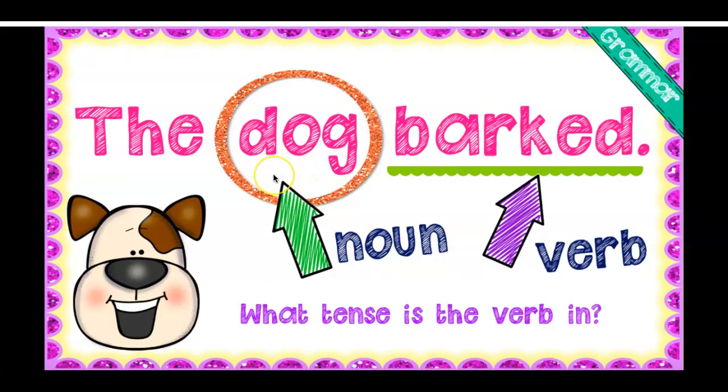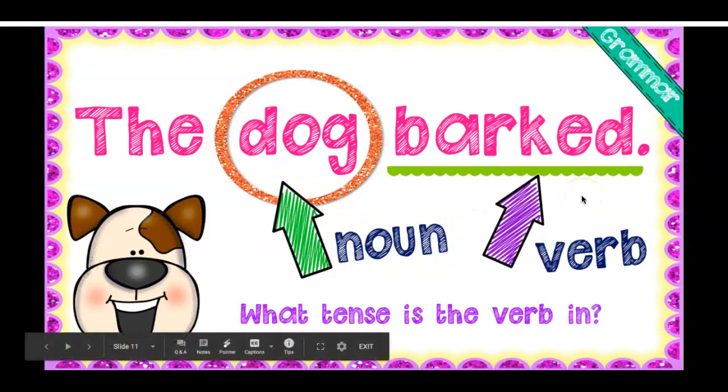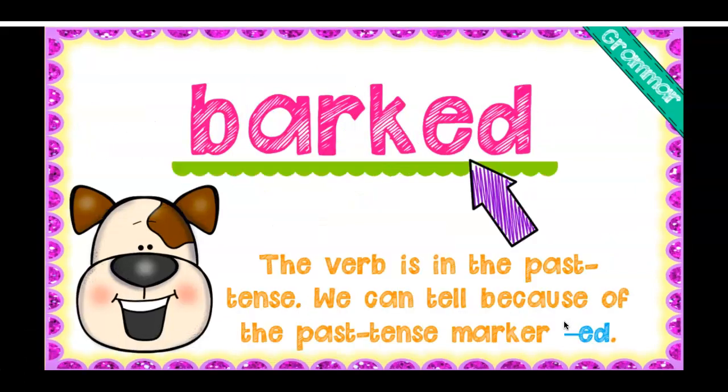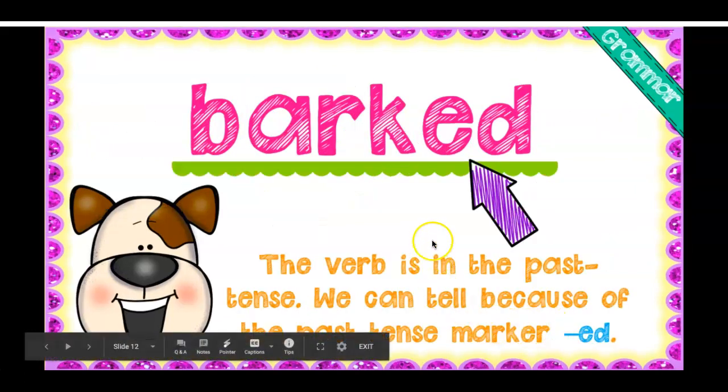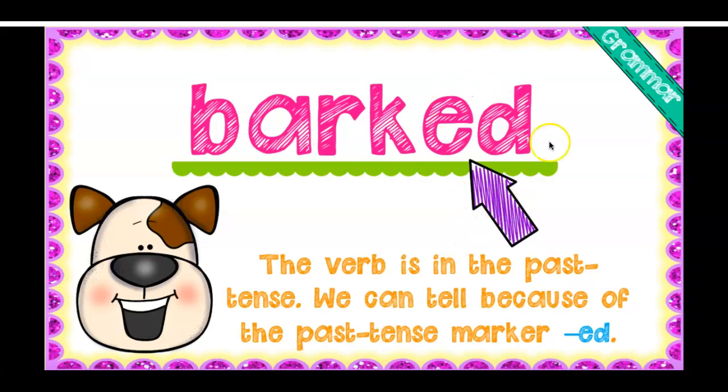The noun is dog. A noun is a person, place, or thing. And the verb, it was barked. What tense is the verb in? Is it past tense, present tense, or future? It's a past tense verb. Barked is past tense, and we know that because of the past tense marker, ed, at the end.